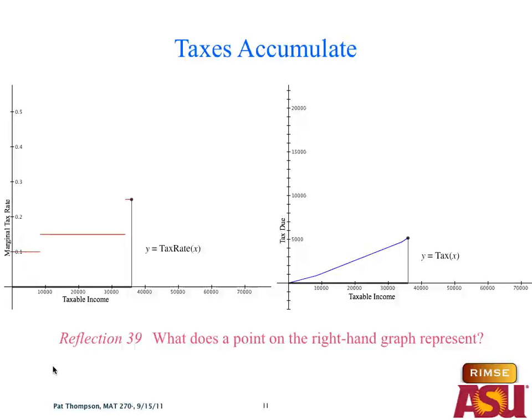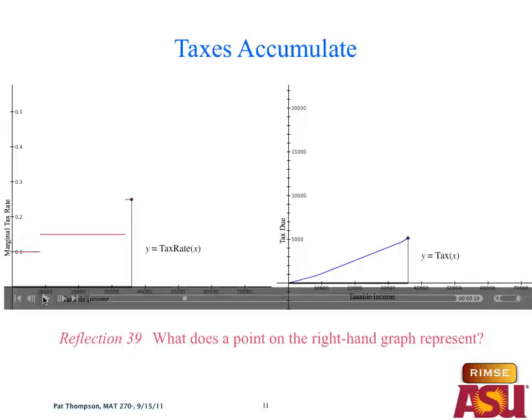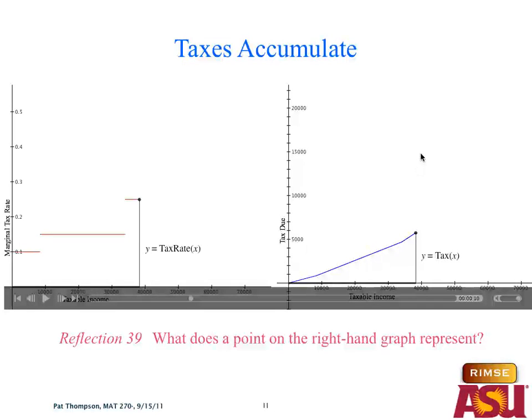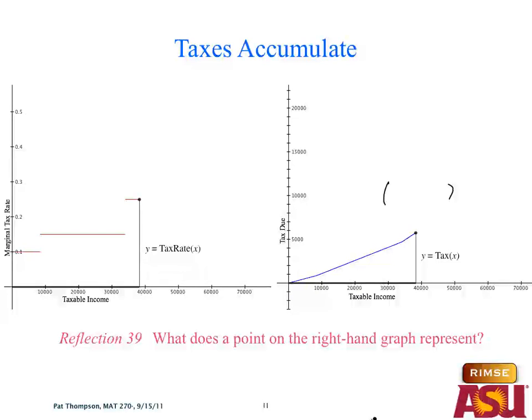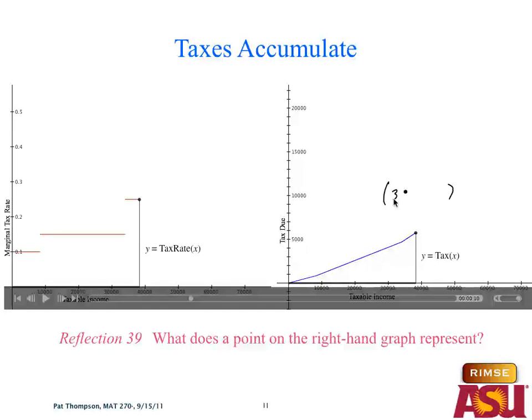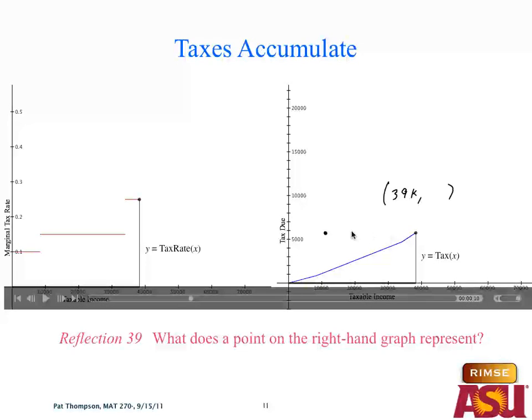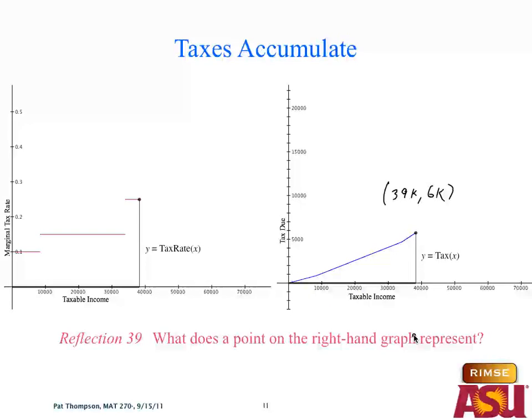So now we've paused life. What does a point on the right-hand graph represent? Julia, what does a point on the right-hand graph represent? So this point, what does it represent? When her current taxable income is about $38,000, $39,000, the tax due will be $6,000. She said when her current amount of taxable income is $39,000, her tax due would be about $6,000.